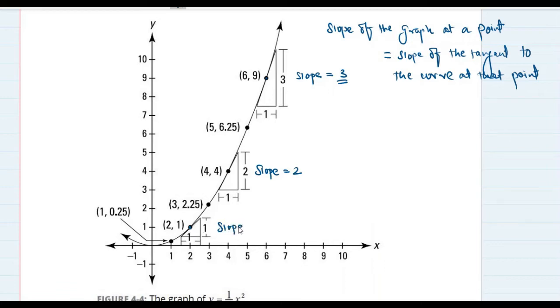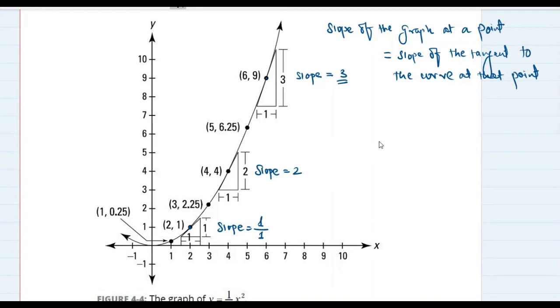The slope is rise upon run, which is 1 by 1. Now the question is, how do we find this rise upon run? Because that's the most difficult part. How do we find it? That seems impossible, right? So there is a method.